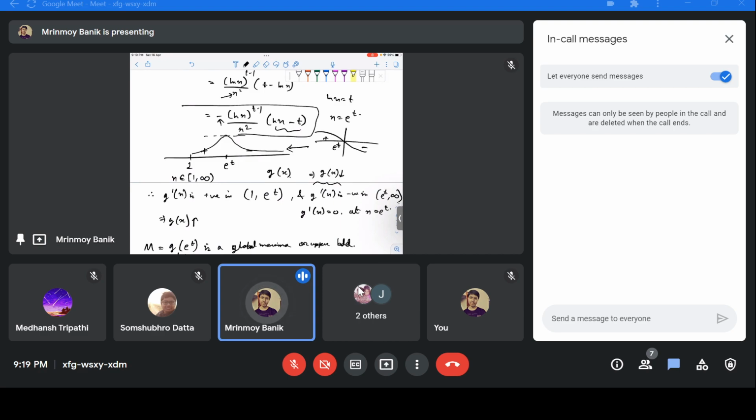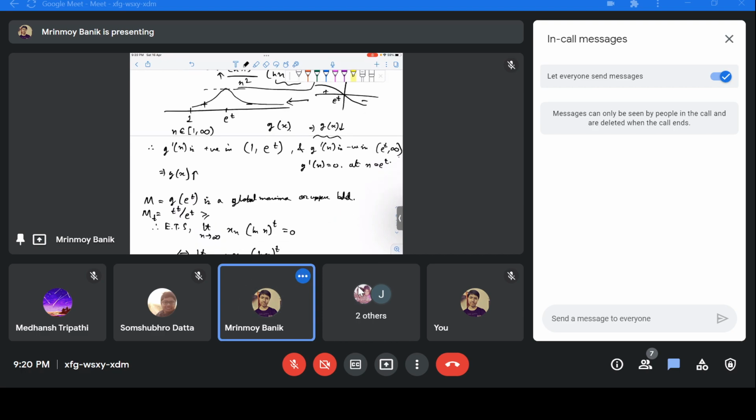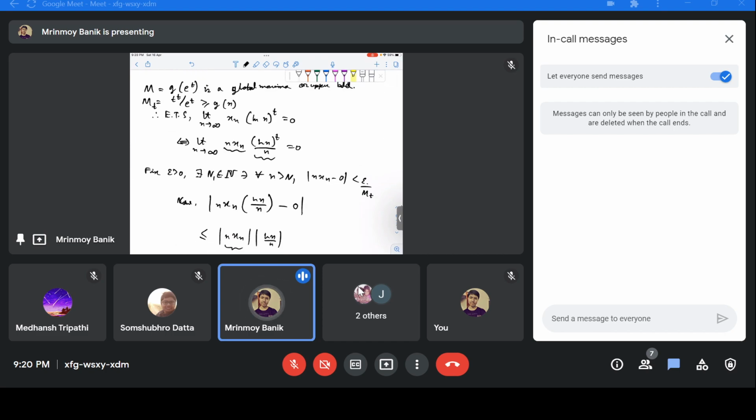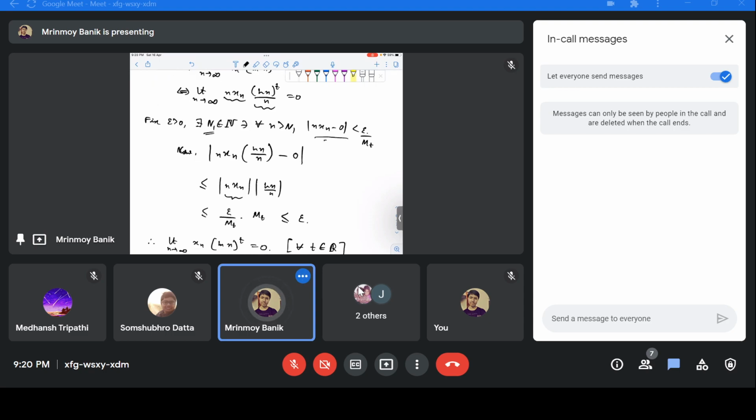So our g(x) is always bounded above by this quantity, g of e power t, not g(x), g(n), right? So we call that quantity M_t. Now we just use the fact that n x_n is converging and it converges to 0. So we get a corresponding n1 such that this thing is less than epsilon by M_t.